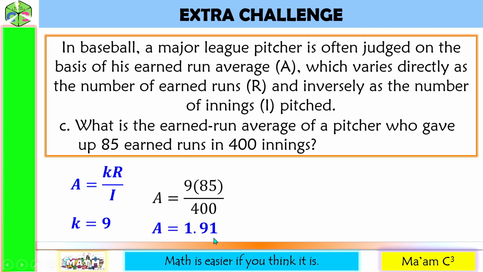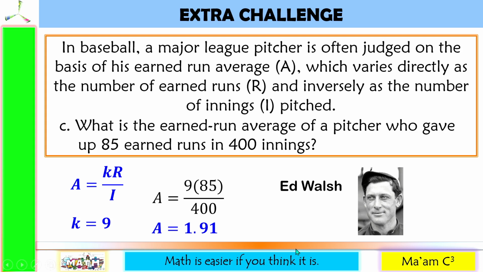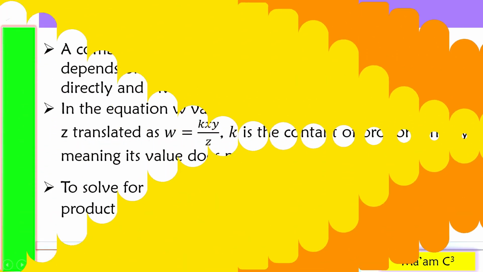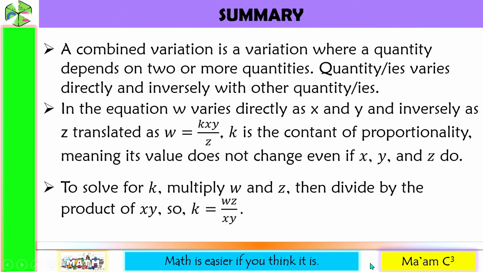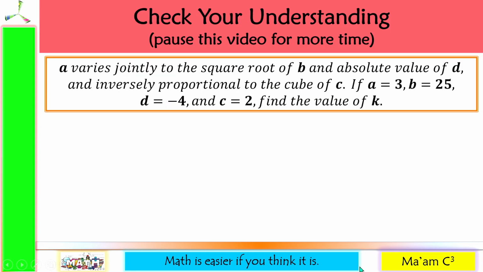A little bit of trivia about baseball. Ed Walsh has an average of 1.82, which is the lowest of any pitcher in history. For the summary, here are the things that we discussed in this lesson. Take time to understand this. Now, it is time to check your understanding. Pause this video for more time.